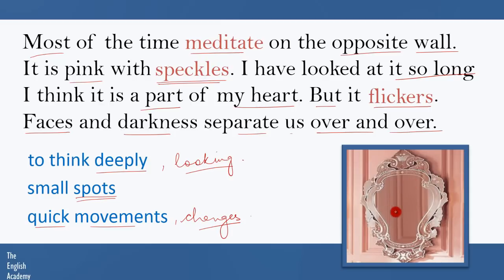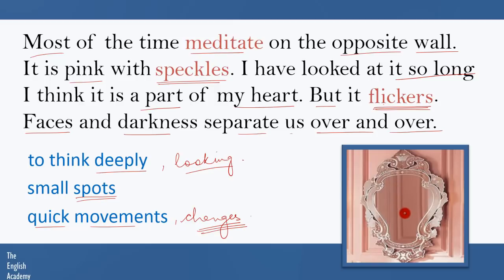So it seems that this wall is also a part of the mirror only. That is what the mirror is saying. It keeps on looking for this wall opposite it for such a long time that it seems that this wall is a part of it. And then it says it flickers. That means this thing changes. There are changes in this image.